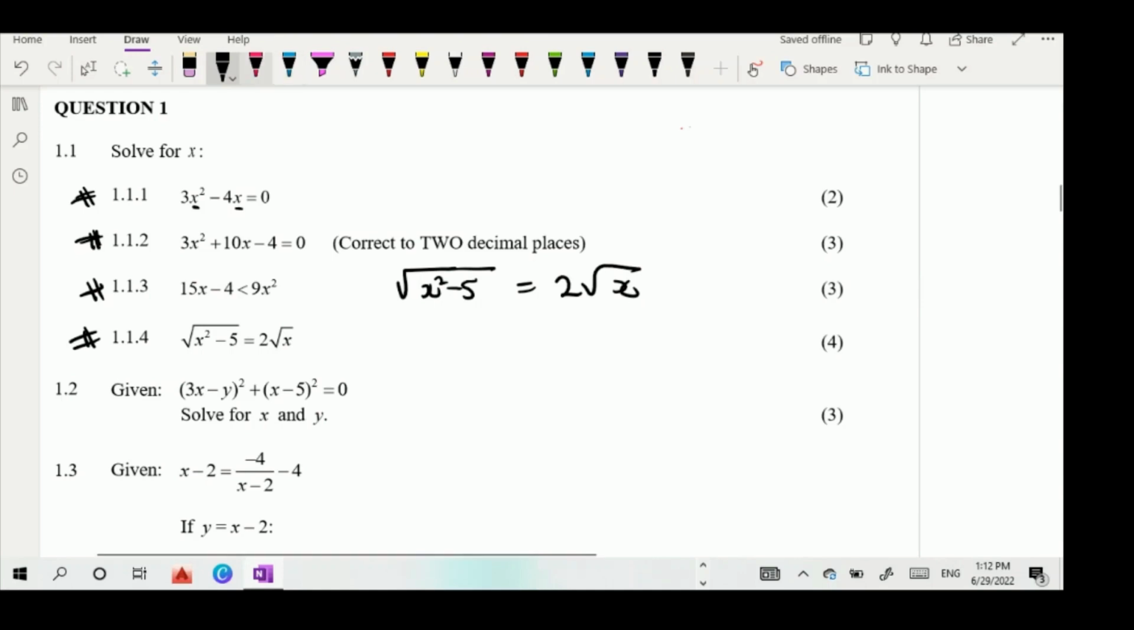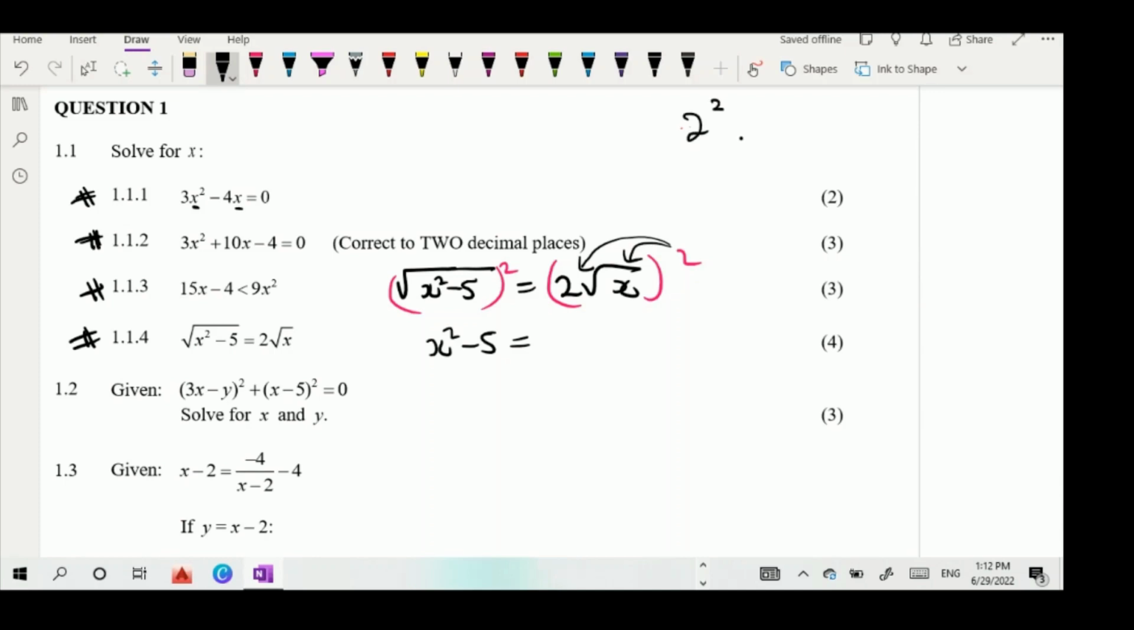So the first step we're going to do here is square both sides. So you square both sides, and then you have x squared minus 5 equals 2. So this squared will multiply any power that it finds inside. So you're going to have 2 to the power of 2 multiplied by x. This square root of x is x to the power 1 over 2, then it's going to multiply by this 2, which is just going to be x. So you're going to have 2 to the power of 2x. If you write it properly, it's x squared minus 5 is equal to 4x.